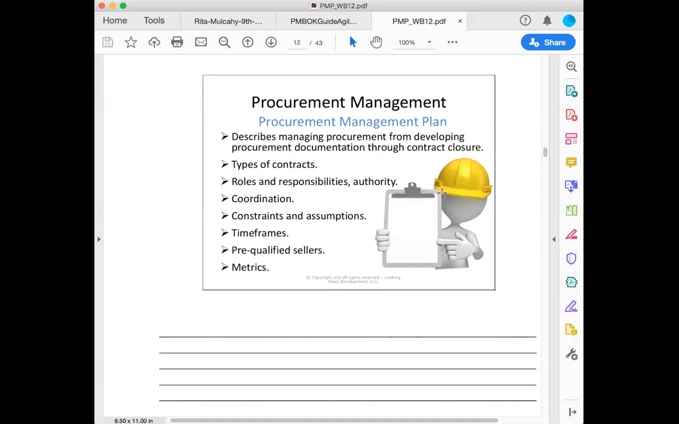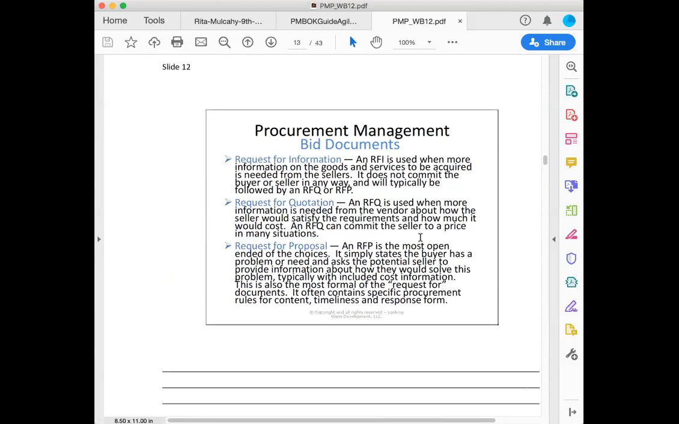All right, procurement management plan. Describes management procurement from developing procurement documentation through contract closure, types of contracts, roles and responsibilities, common authority, coordination, constraints and assumptions, timeframes, pre-qualified sellers, and metrics.